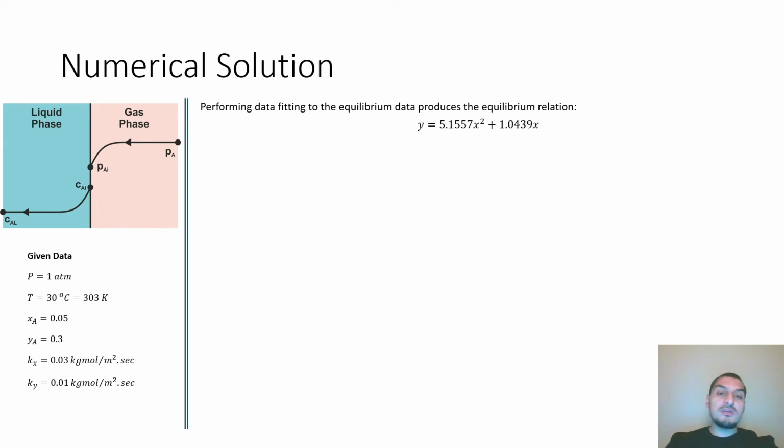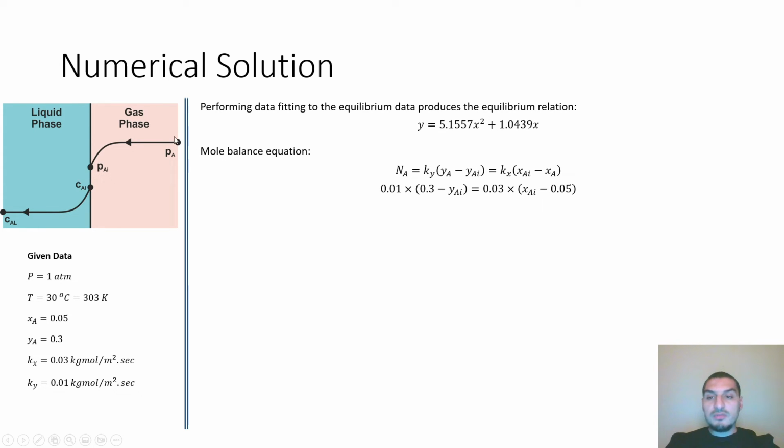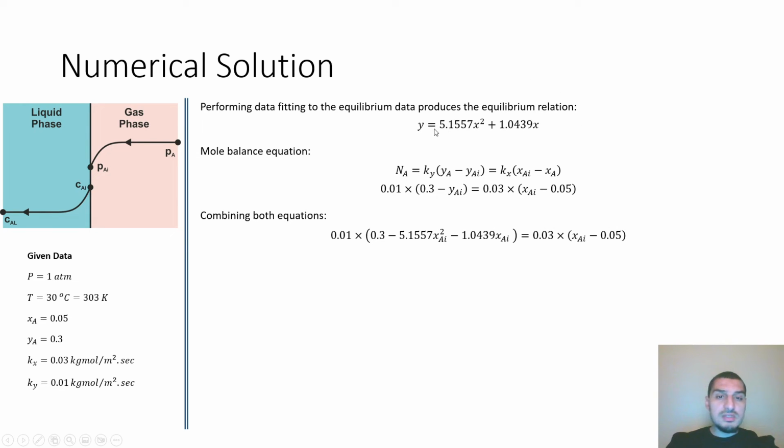So this is the equilibrium relation, and now we have the mole balance equation, which is ky multiplied by ya minus y interface equal kx multiplied by xa minus x interface. And now we have this equation as one equation in two variables. We can substitute with this equation here. So this is gonna be y interface, which is this. Okay, so the y interface is a function of x interface, and it's now an equation that we can simplify to be a second order polynomial equation in one variable, which is x interface.